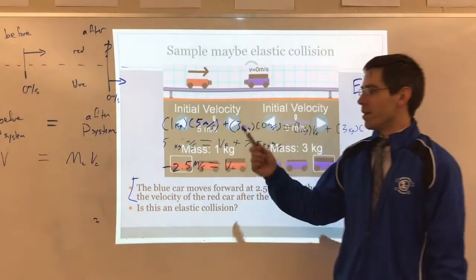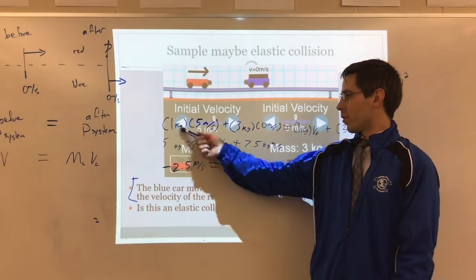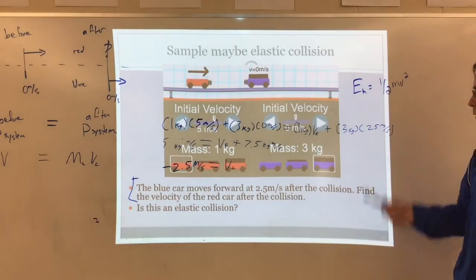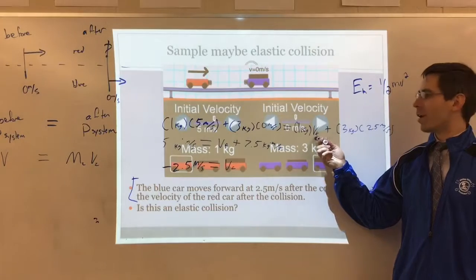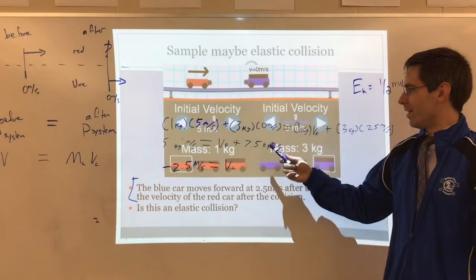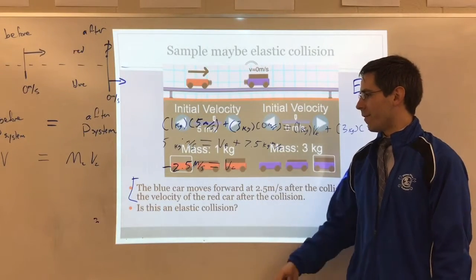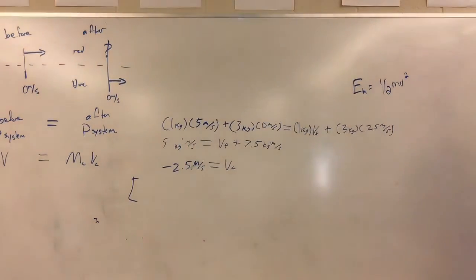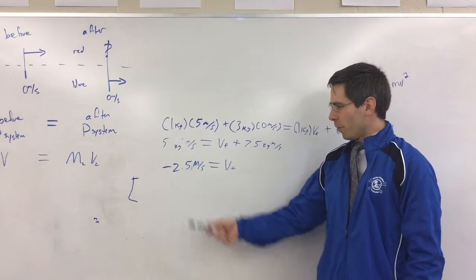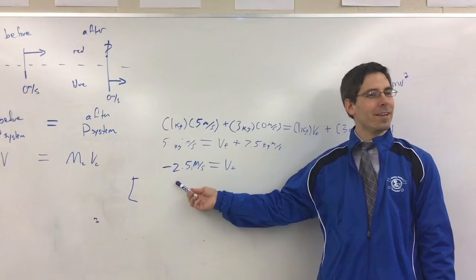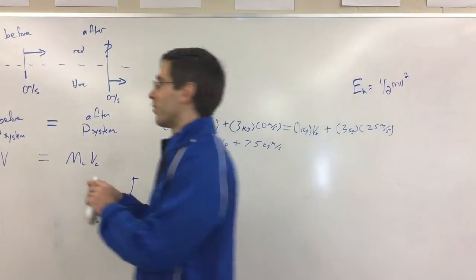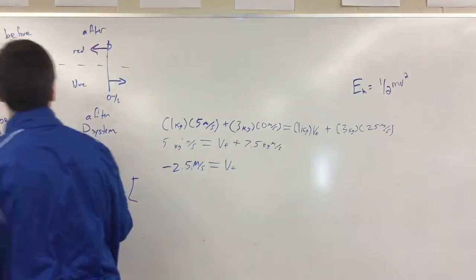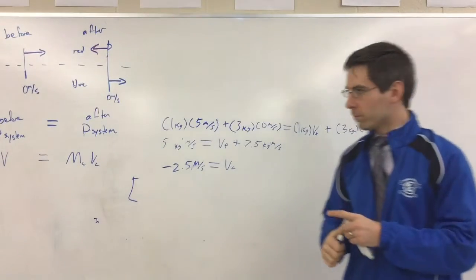Here's a good solution. We've got the momentum: momentum of red car plus blue car equals red car plus blue car. We have the unknown final velocity of the red car after the collision, and this works itself out to minus 2.5 meters per second. So which direction is this car going? It ends up going backwards. That's interesting. It is going to end up going backwards after the collision at 2.5 meters per second.